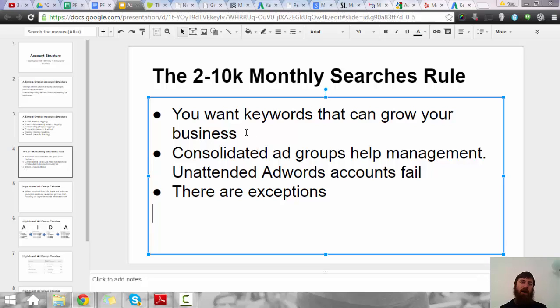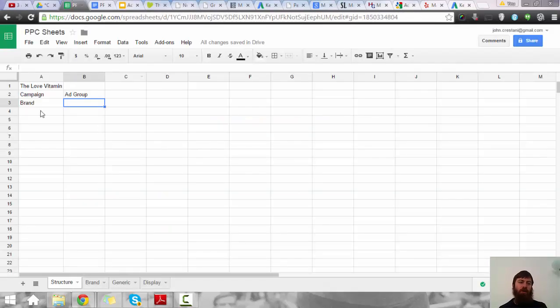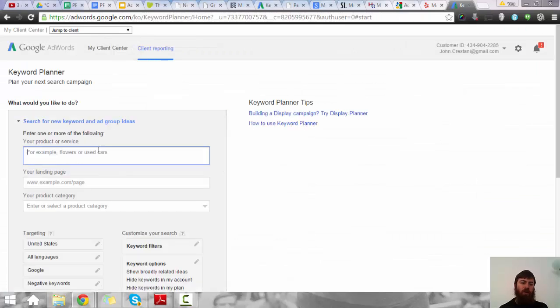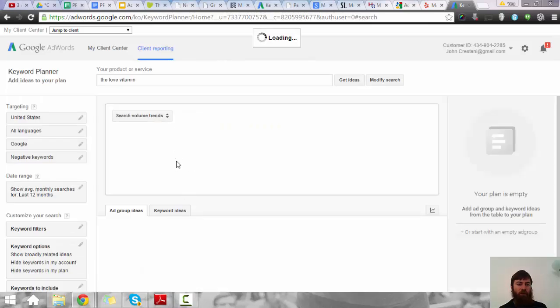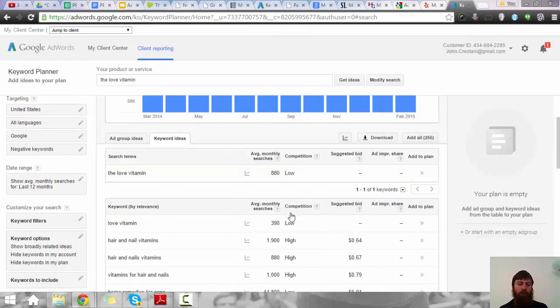So we're going to use this to find searches. First, brand. What we'll do is we'll search the love vitamin, and we're going to search a couple of the terms. We have it set to United States, all languages, whatever. Some of this stuff doesn't matter. And we want to go to ideas, not ad group ideas, keyword ideas.